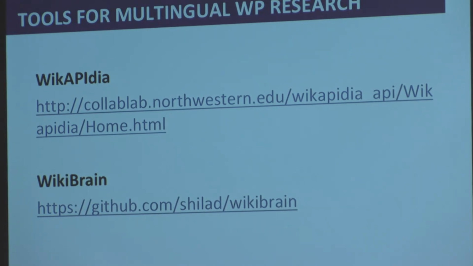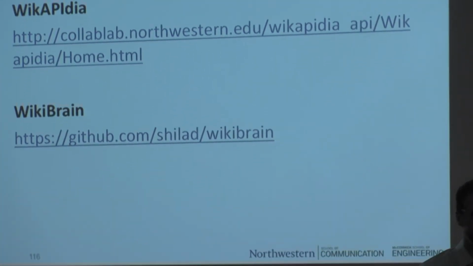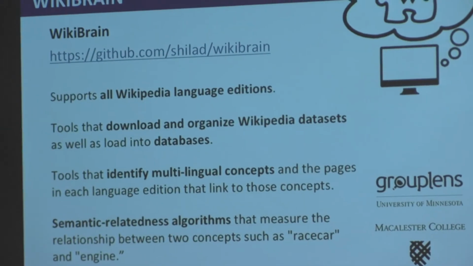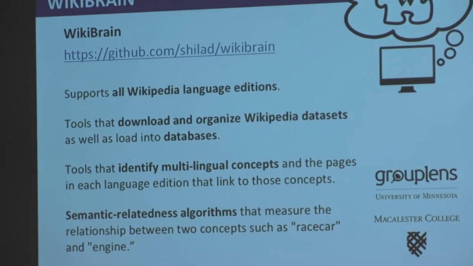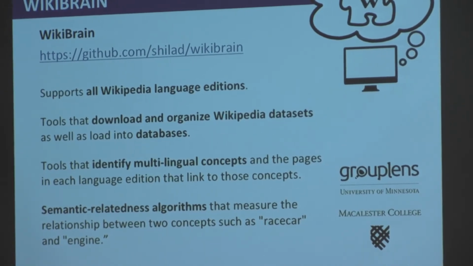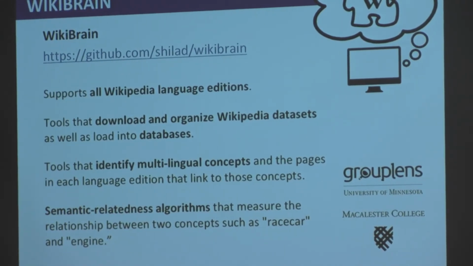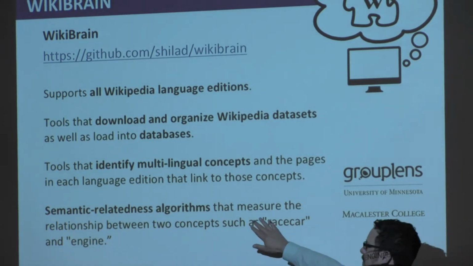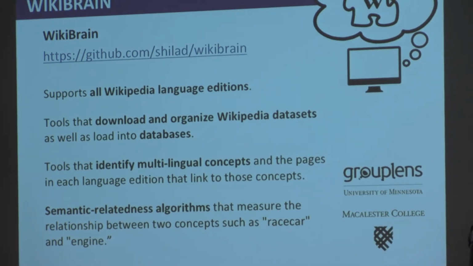It's now known as Wikibrain, and it's being developed primarily by Shilad Sen, who's at Macalester, and some of our colleagues at GroupLens, and Brent Hecht at Northwestern, who was also a student in my lab before. Wikibrain supports all Wikipedia language editions. You can download and organize the Wikipedia data sets and load them automatically into databases. It also has embedded semantic relatedness algorithms if you want to measure the relationship between different constructs.